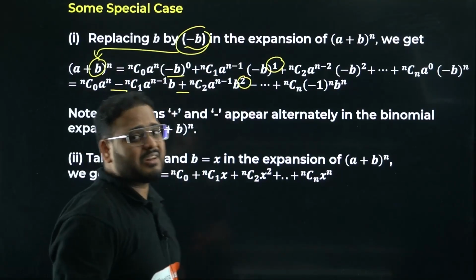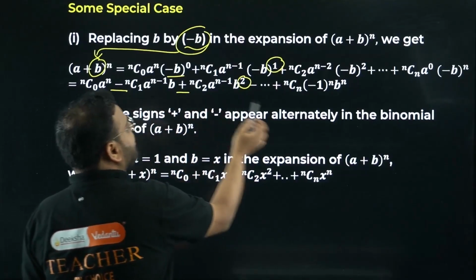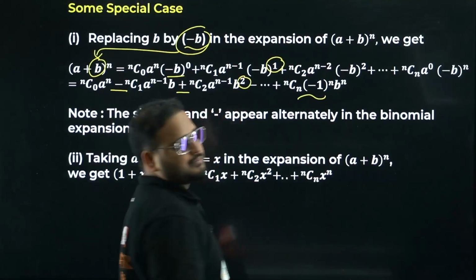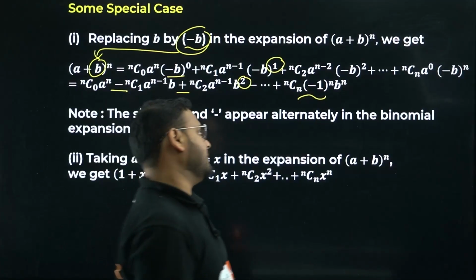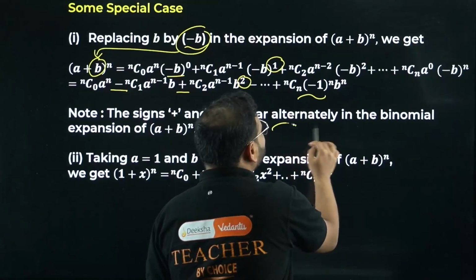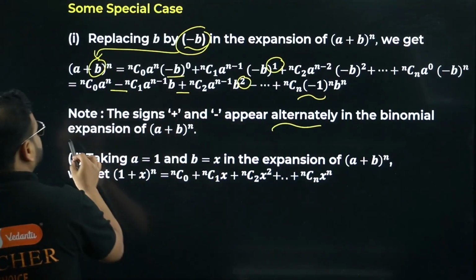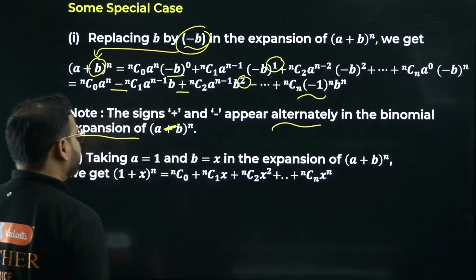For that reason, whenever that happens, I have odd powers as negative, please check, and even powers always positive, because of this reason: minus 1 power n. Got it? Moving on, the signs plus and minus appear alternately because of the even and odd powers in the binomial expansion of (a plus b) power n, basically (a minus b) power n.